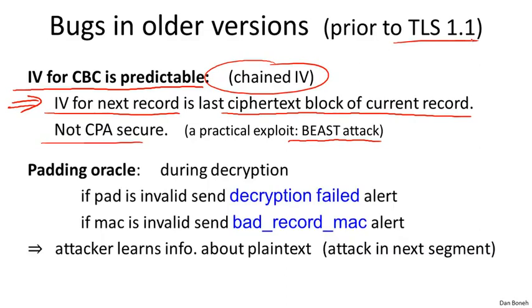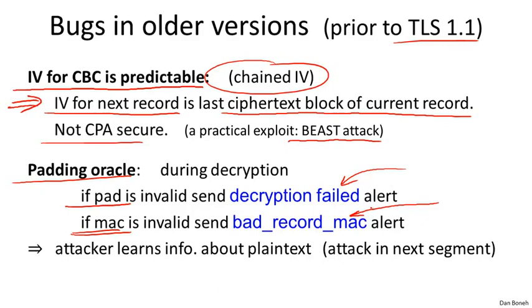Now, another mistake that was made in TLS 1.0 and earlier enabled what's called a padding oracle, which is something that we're going to talk about in the next segment. What happened was that if the ciphertext was rejected due to an invalid pad, the server would send back an alert message saying decryption failed. Whereas if the ciphertext was rejected due to a bad MAC, the server would send back a bad record MAC alert. As a result, an adversary who observes the alert sent back from the server can tell whether the pad in the ciphertext was valid or invalid, and this introduces a very significant attack called a padding attack, which we're going to talk about in the next segment.